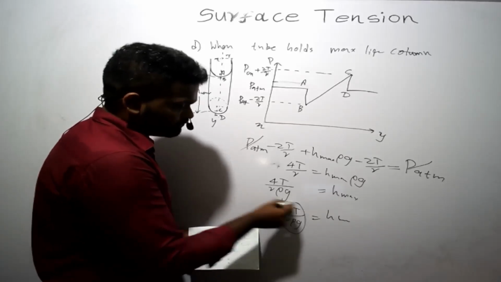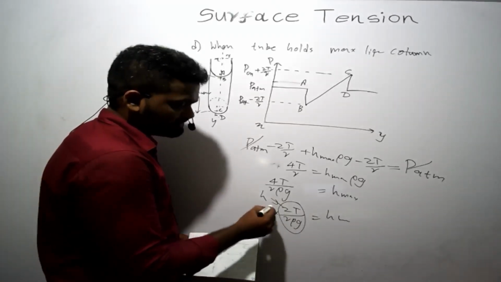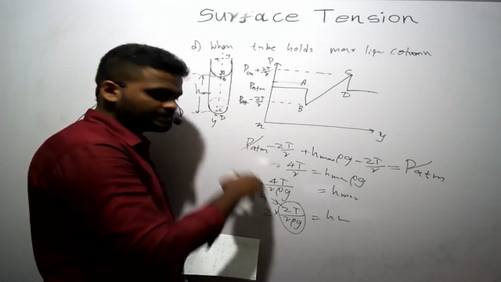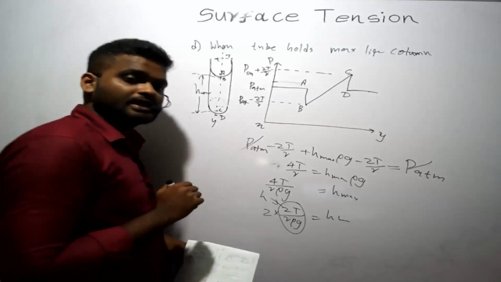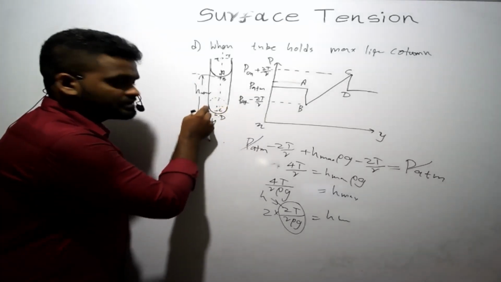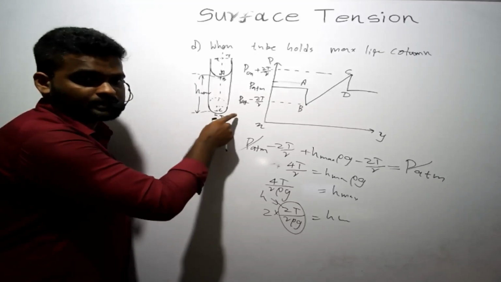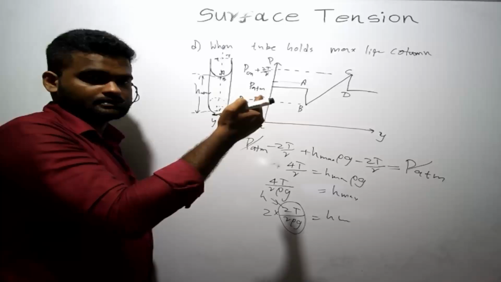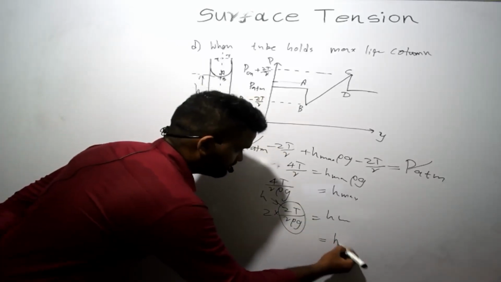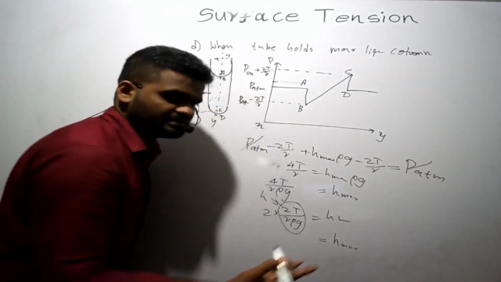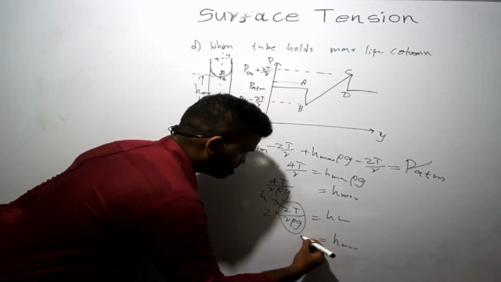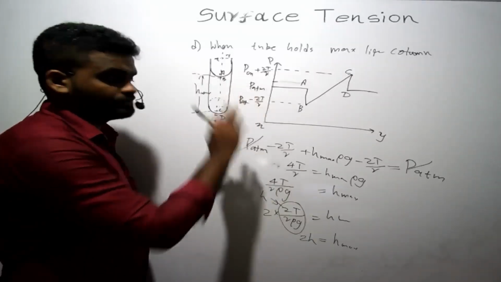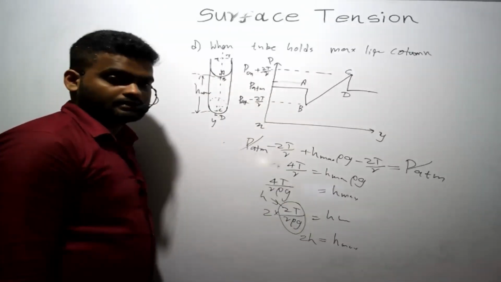What is this? 2T over R rho G. Remember that is H, right? When the bottom layer is flat, it is H. So by this, you can say when the bottom surface is hemispherical, also hemispherical, you can fill twice the liquid height, right? So that is going to be H max. They might ask this in MCQs, right? So H max is equal to 2H. They might ask this in MCQs, okay? So if you know that without wasting time, you can just get it.